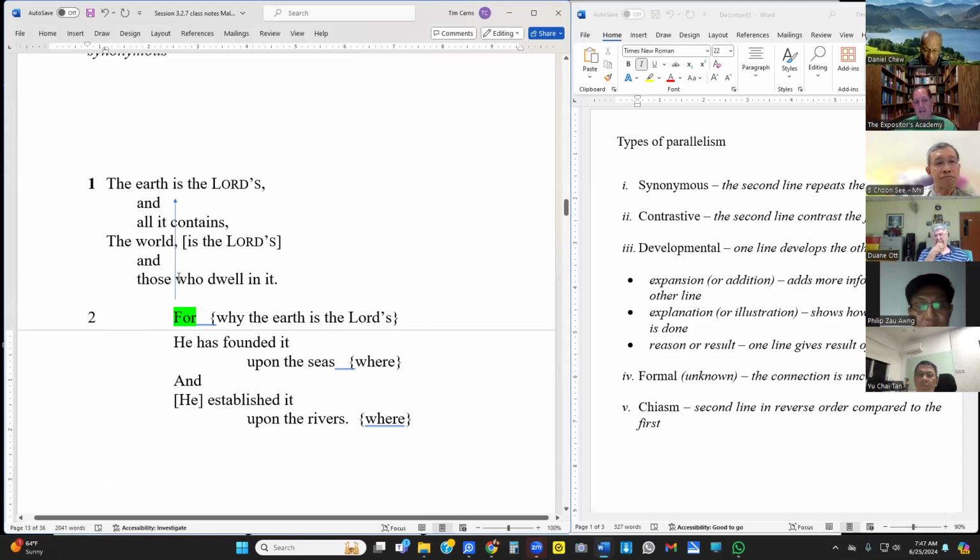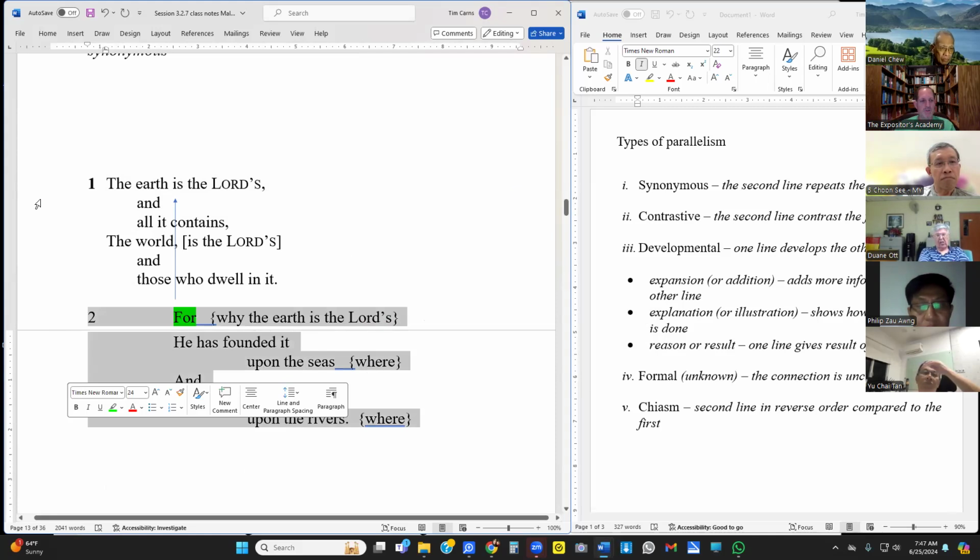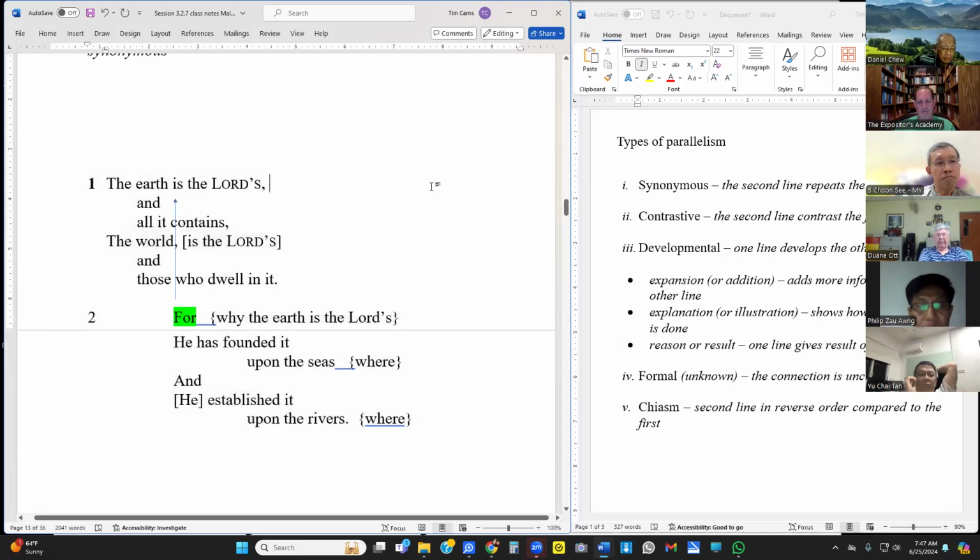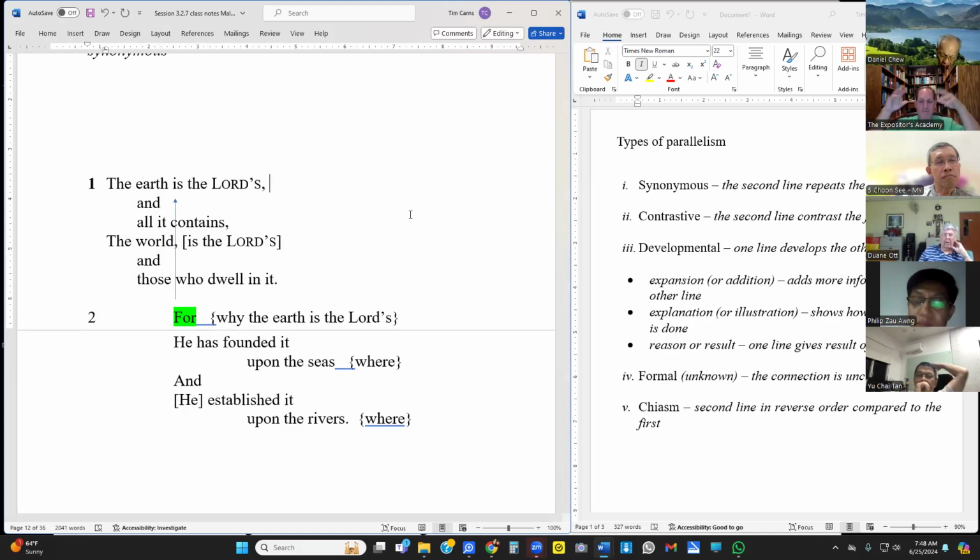Okay, so the diagram shows us now the relationship between verse 2 and verse 1. But parallelism shows us the relationship within the verse. So we have synonymous parallelism in verse 1, where he repeats, the earth is the Lord's and all it contains. And then again, the same idea, the world is the Lord's and those who dwell in it. All right, so it's a synonymous statement.